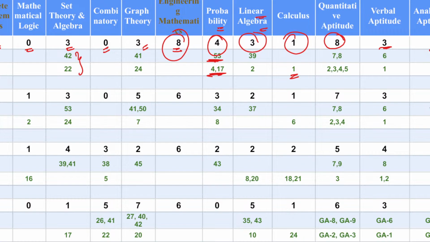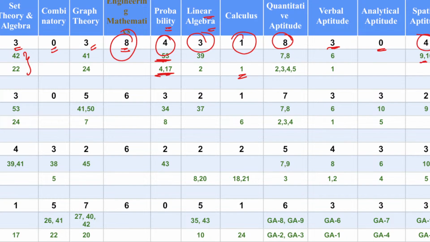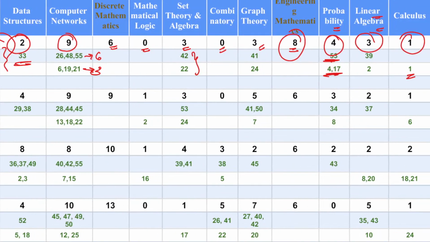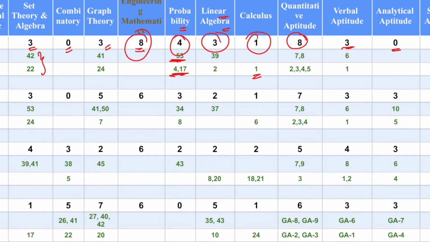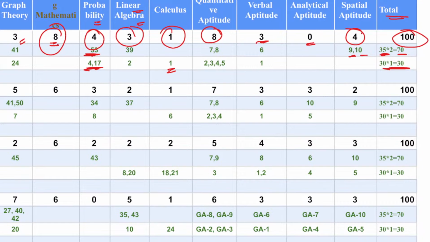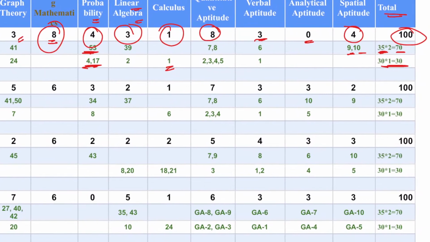So now if you will do total of all these things for GATE 2024, so total 100 marks are there. 35 questions of 2 marks, which is 70, and 30 questions came for 1 mark. So that is why it is 30. So you can see this, right, everyone? So total 100 marks like this were the distribution.